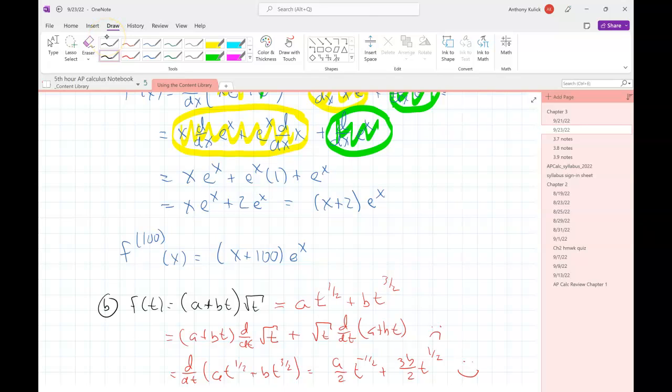So just because you have this new hammer, you shouldn't look at every problem as a nail, right? Use your algebra, make the derivatives easier. If you can avoid having to do a product property by distributing or foiling or whatever, do that.